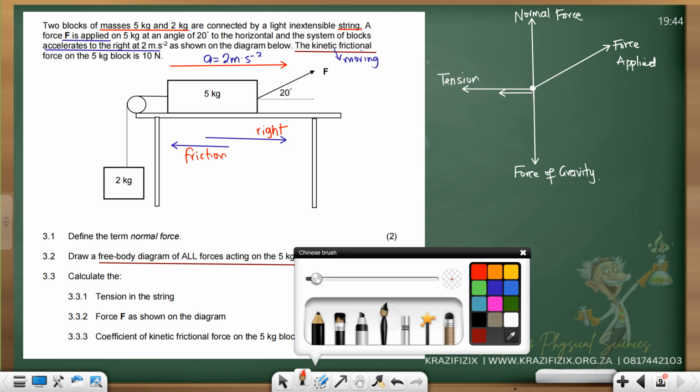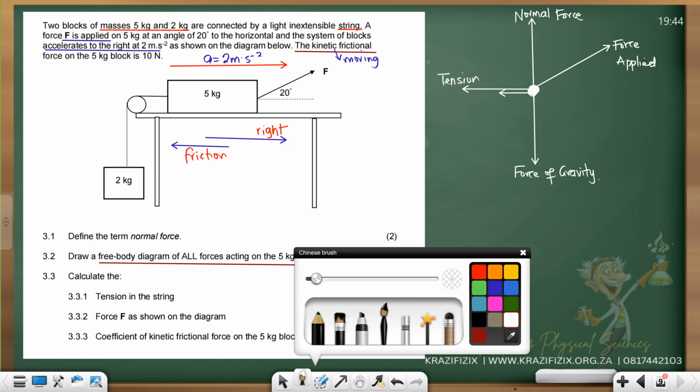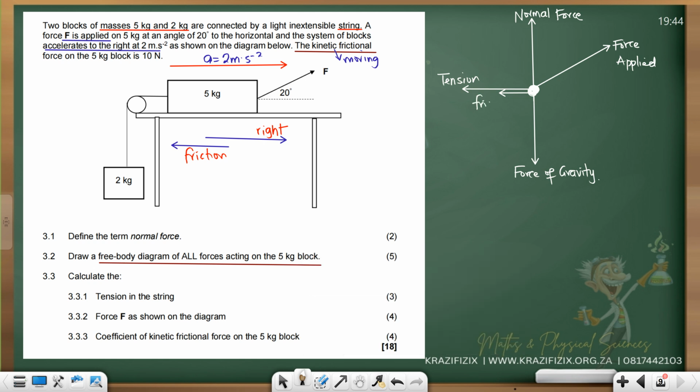Guys, your lines must be parallel to each other. So what you can do is we can make the circle what? Bigger. Make the circle bigger. And what is this? Frictional what? Force. And you are done with 5 marks there. Very easy. This one is the 5 kg, right?